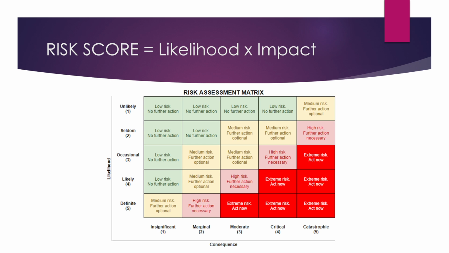And here's how we calculate risk score. We will take the likelihood, 1 being unlikely, 5 being definite, and the consequence, otherwise known as the impact, 1 being insignificant, 5 being catastrophic, and multiply them together. If we have a 5 and a 5, we've got an extreme risk, act now. But if we have a 1 and a 3, we multiply that together, we get 3, which is going to be a low risk, no further action. But as we move up through the risk, we may have to identify different strategies to mitigate this risk.